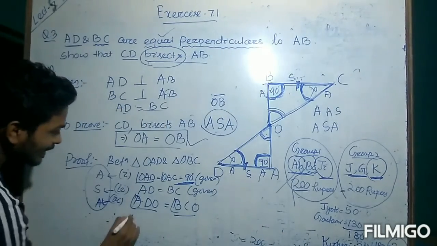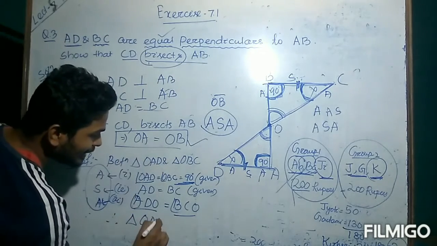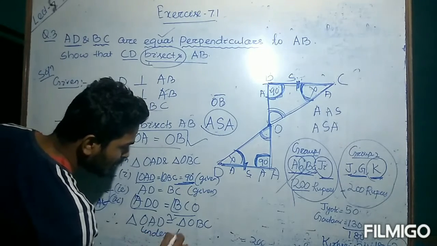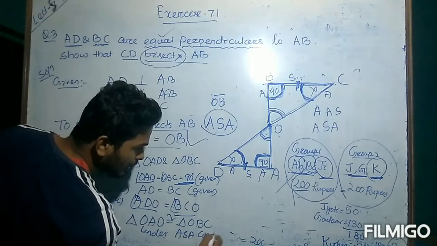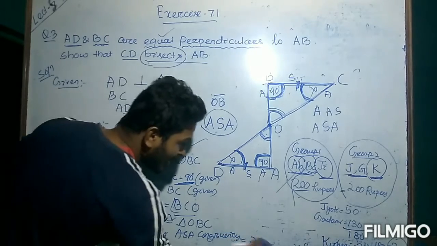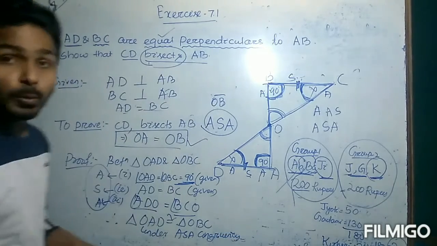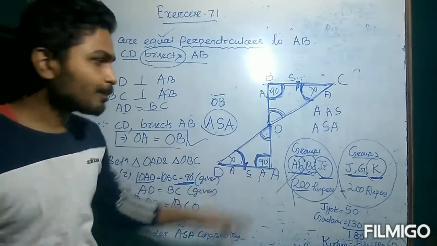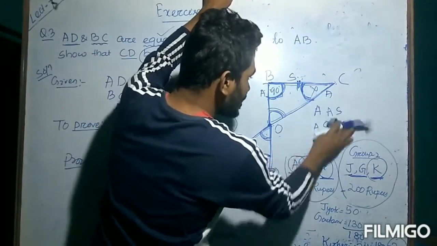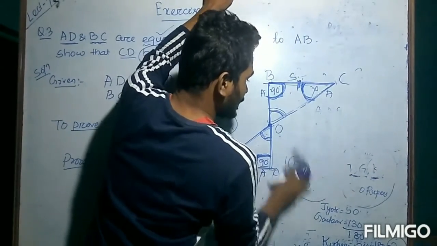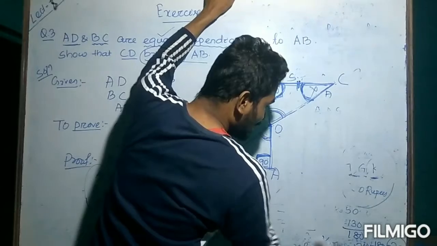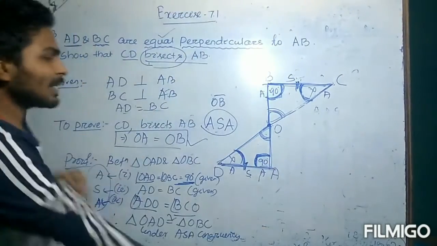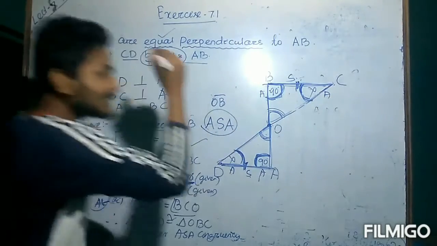So we can write that triangle OAD is congruent to triangle OBC under which congruency? ASA congruency. While writing ASA congruency, you have to look at whether the triangles follow ASA or AAS. Next, it is now proved that these two triangles are congruent, but our ultimate goal is to prove that CD bisects AB. We have to prove that CD bisects AB.